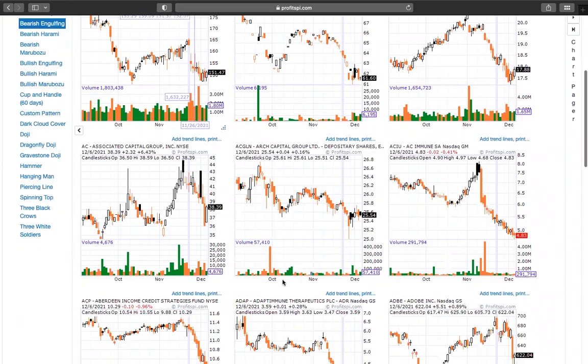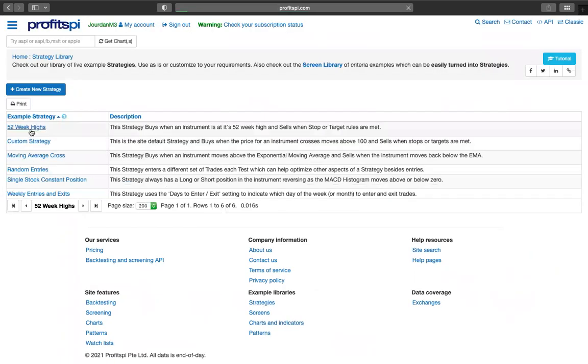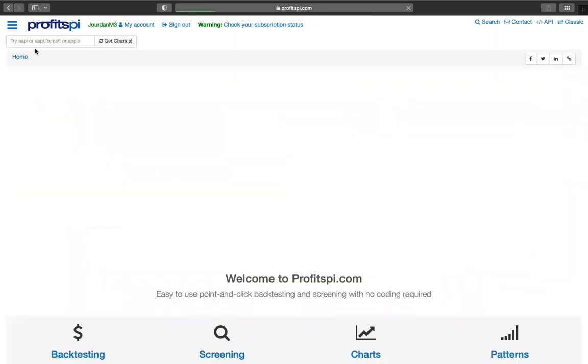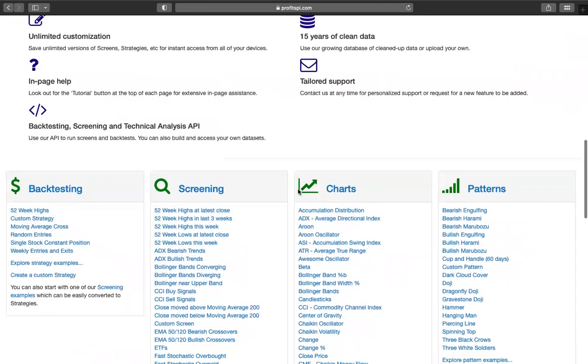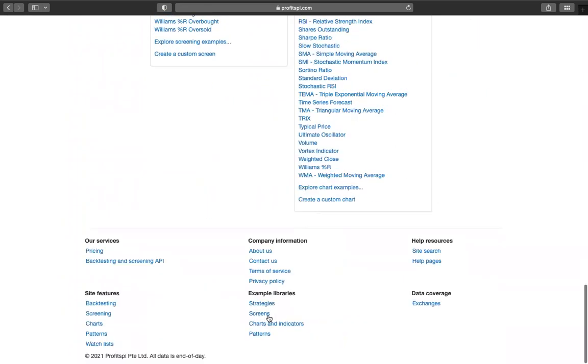But with their libraries they already have set up, you can see strategies that are already set up, right? And you can run those. They have back tests that are already there. So we can go to the strategy section for back tests. They have screens already set up.